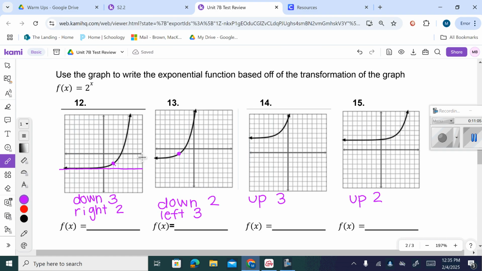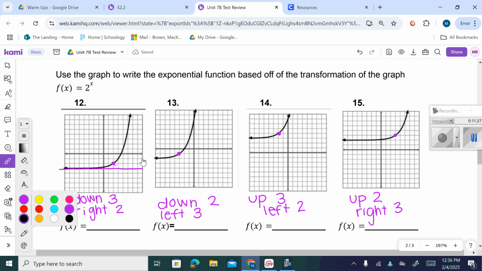All right, 14. Find that point. Did that go left or did that go right? Left. And left how many? About 2, left 2. And 15, what direction did it go, left or right? Right. How many did it go right? 3. Good. So now that you have that information, you've got to write it as an equation.